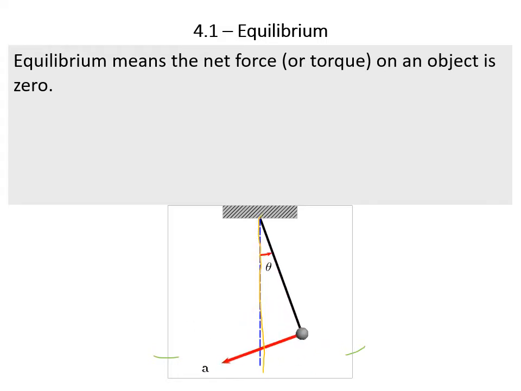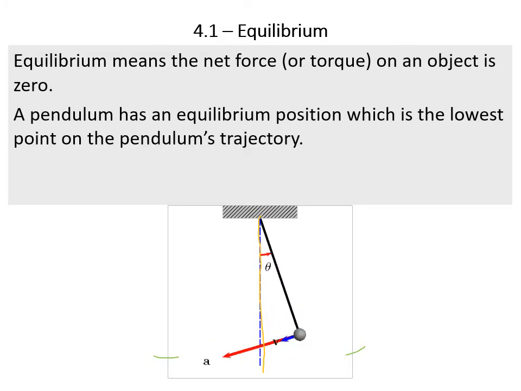This is where the pendulum would rest if it wasn't oscillating. Notice what happens, though, to the acceleration vector. When the pendulum is at its equilibrium position, the acceleration vector points straight up. We'll discuss why that is.